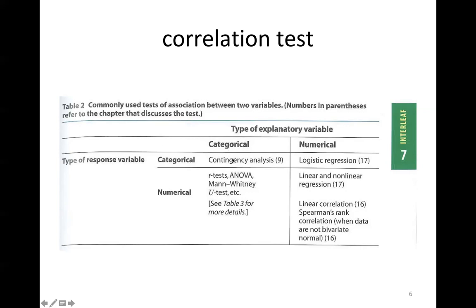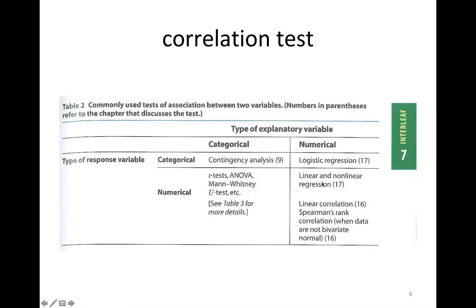So if both are categorical, as we mentioned, the test to use is contingency analysis, the chi-square or goodness of fit test, or Fisher's exact test. If both are numerical, then we can use correlation, linear Pearson's correlation that we will learn today, and also Spearman's rank correlation, which we'll also learn today.